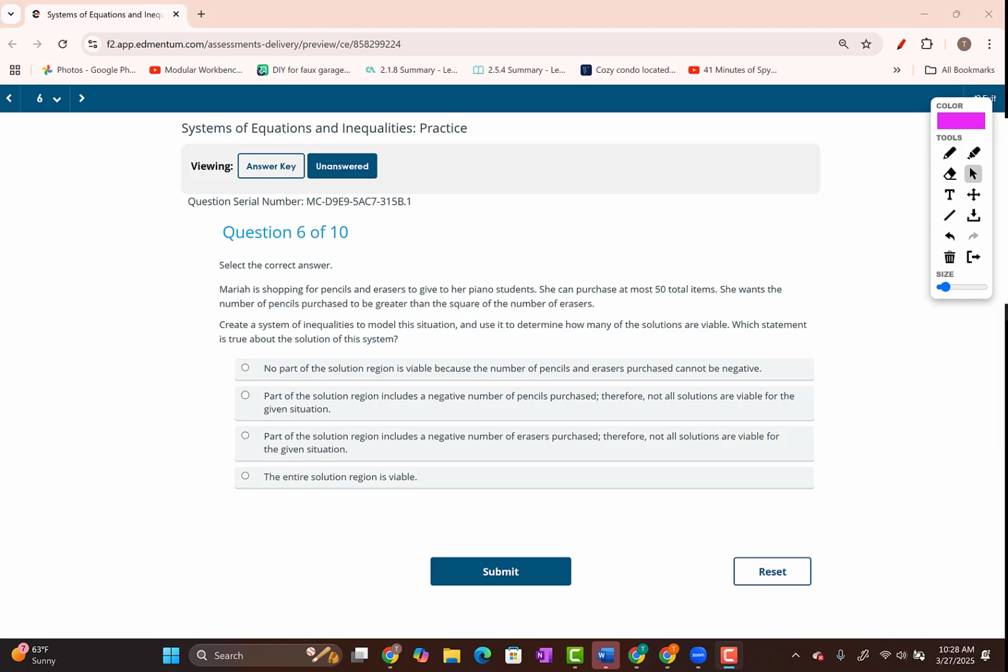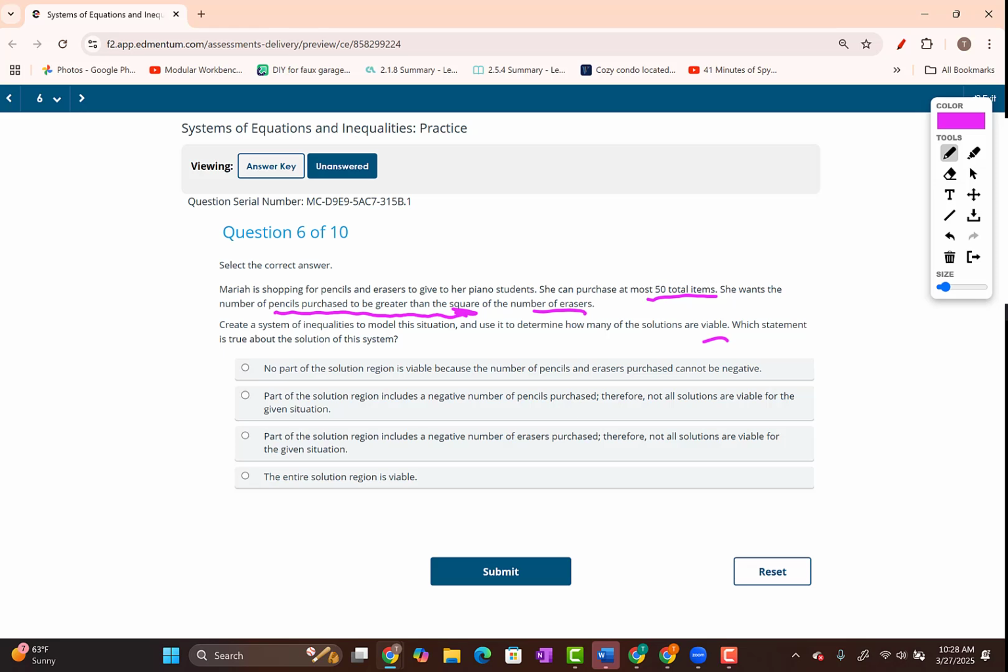Question 6. Mariah is shopping for pencils and erasers to give to her piano students. She can purchase at most 50 total items. She wants the number of pencils purchased to be greater than the square number of erasers. Create a system of inequalities to model this situation and use it to determine how many of the solutions are viable. Which statement is true about the solution of the system?